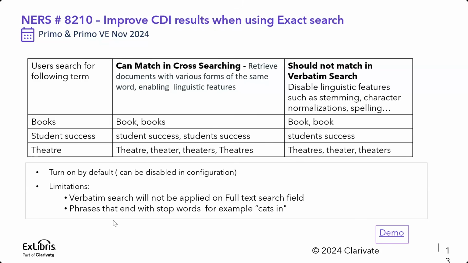Another limitation: if you use stop words at the end of your phrases, like you see here, cats in, I don't rely on, the verbatim search will not work as expected. You will also find results with cats and not necessarily this phrase. So this is a limitation that we have with the release. And now let's do a demo.